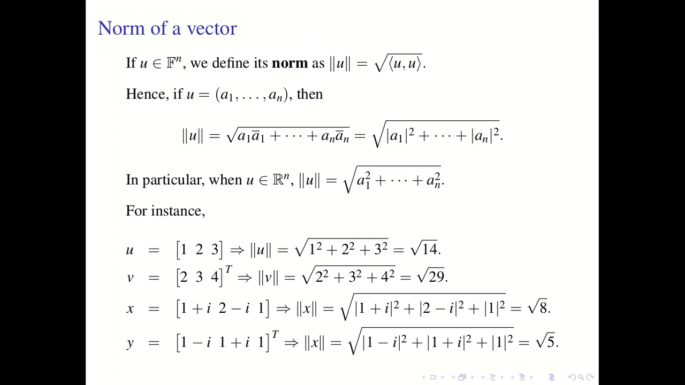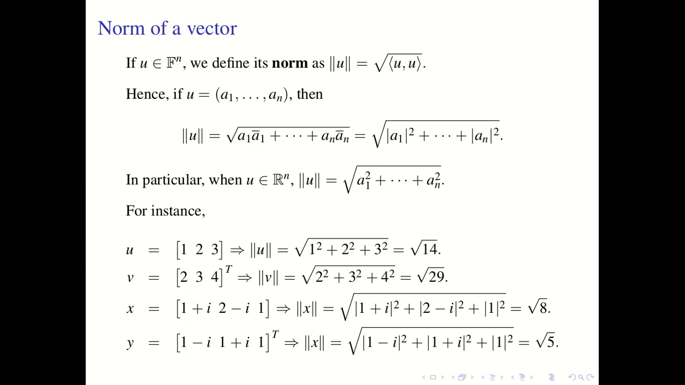Using this inner product, one can define the norm of a vector. The norm of a vector is again a generalization of the length of a vector in R2 or R3. In R2 or R3 we have seen the length of a vector. If you take a vector a1 a2 a3 in R3, the length of this vector is square root of a1 square plus a2 square plus a3 square.